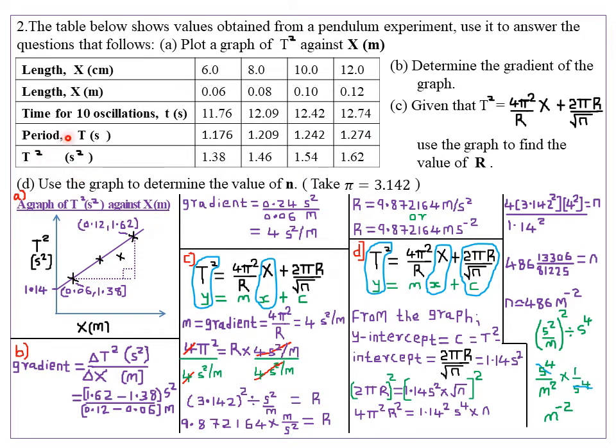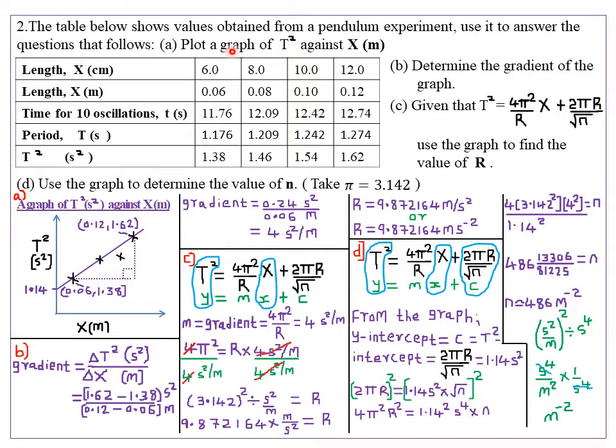T squared, you just take the value of period squared. So you just square this value. That is, if you take the square of 1.176 seconds, you'll obtain around 1.38. So I've chosen 2 decimal points. So this also has to be 2 decimal points throughout. So you have to be very careful to ensure that the number of decimal points within your table actually do rhyme. Then we are asked to determine the gradient of the graph.